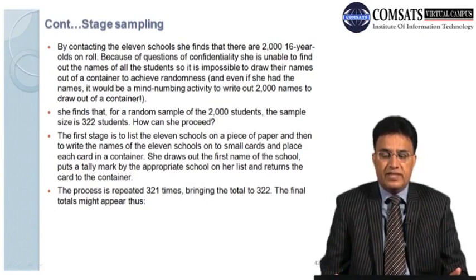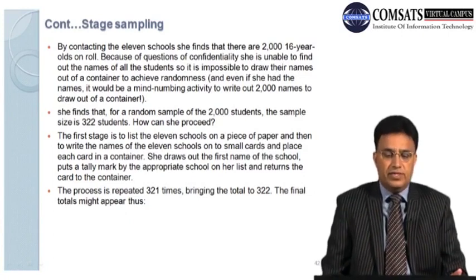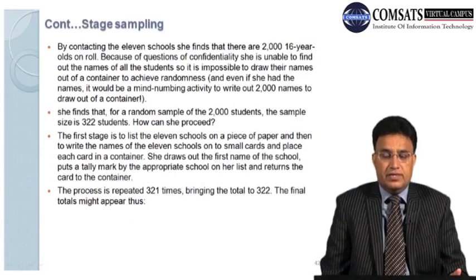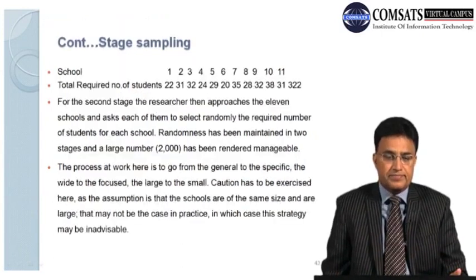She draws out the first name of a school, puts a tally mark by the appropriate school on her list, and returns the card to the container. The process is repeated 321 times, bringing the total to 322. The final totals might appear thus.